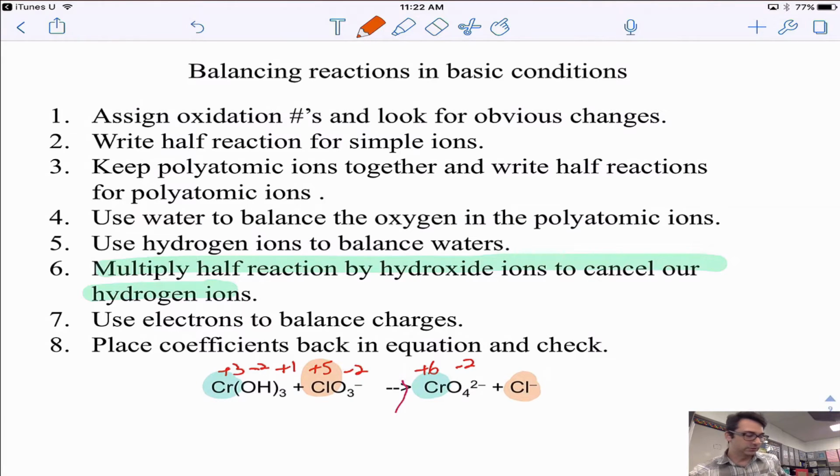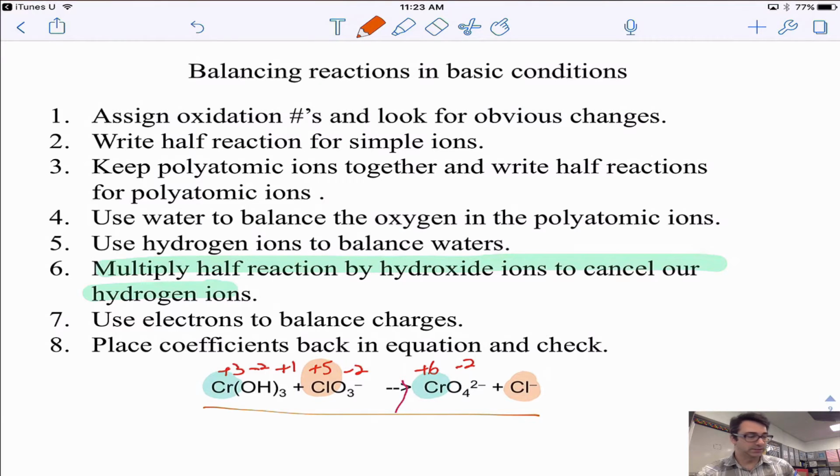So listen, balancing in basic conditions is going to look the same as in acidic conditions. We're just going to have to balance out the H pluses with hydroxides in order to make it basic. The first thing that I want to do, which I started to do in the last video, but of course you didn't see because I cut it out, was go through and assign the oxidation numbers to each of the elements. If you want to take a second and pause the video and do that on your own, you can. I also identified in green what was oxidized and in orange what was reduced.